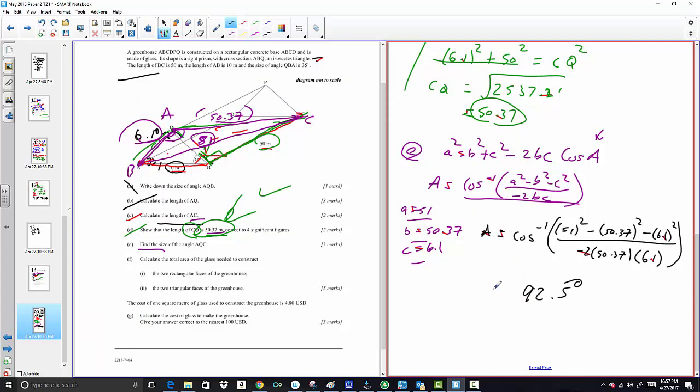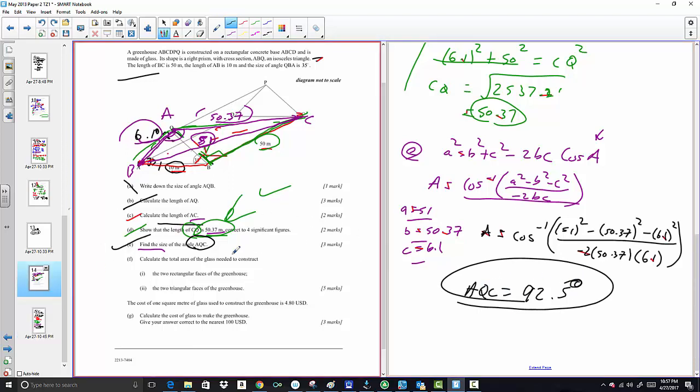92.5 degrees. That is the angle, remember, the angle AQC. So we're going to say AQC is this. That's my angle, 92.5 degrees. So that's the answer for that one.